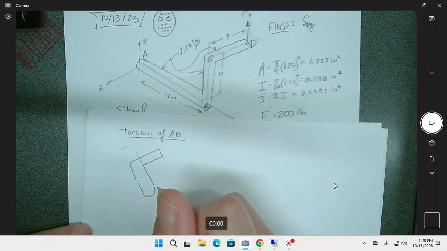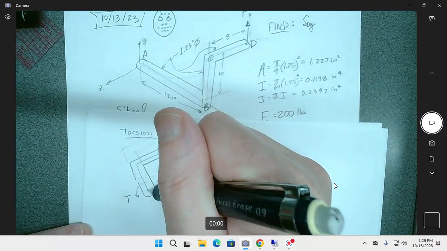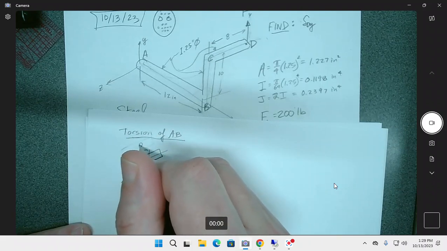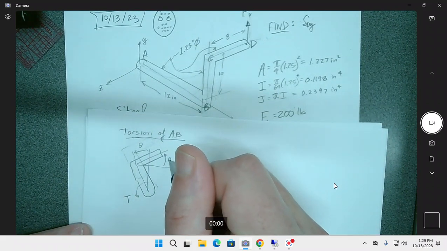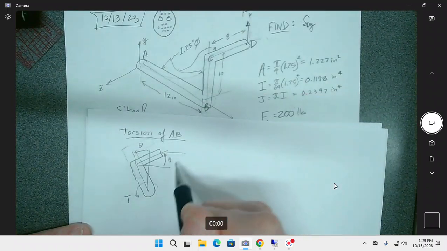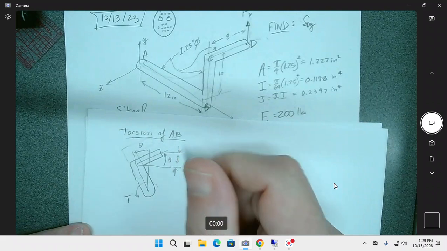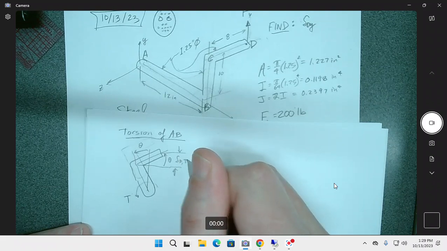All right, so we're putting a torsion onto here, and it's going to make this angle change, and that angle change is going to be the same angle change as this right here, which is going to cause this amount of deflection. So it's going to be delta, I guess it's still going to be D, but now it's going to be due to T.